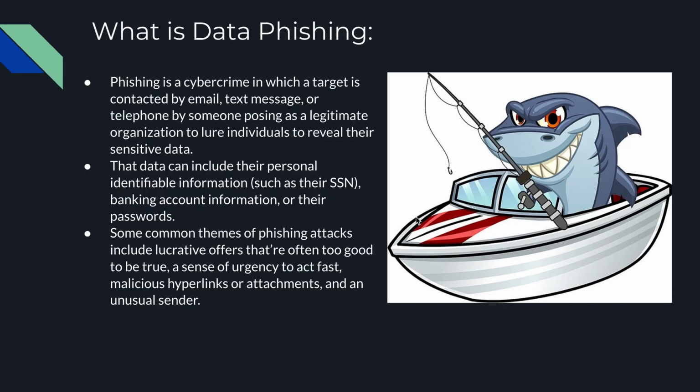What exactly is data phishing? Data phishing is a cybercrime, more specifically, a social engineering attack, where a target is contacted by email, text, or phone by someone posing as a member of a legitimate business or organization in an attempt to get people to reveal sensitive information, like their social security numbers, banking information, login information, or any other personally identifiable information.